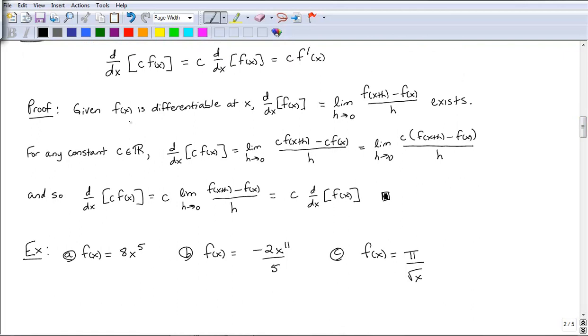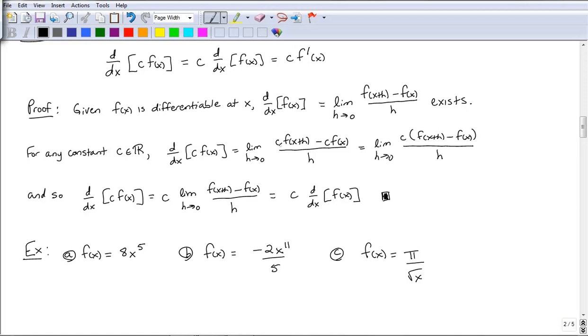Well, this is what it means. We see that f of x is differentiable at x. So that means the derivative of f of x, and there's the limit from 3.1, exists. Well, if c is a constant, then if I tried to find the derivative of c times f of x, which is what the problem originally asked for, then I could put that in the limit definition. That's c times f of x plus h, minus c times f of x. Because notice I'm replacing f of x with c f of x.